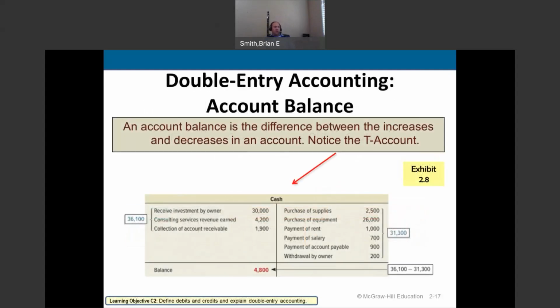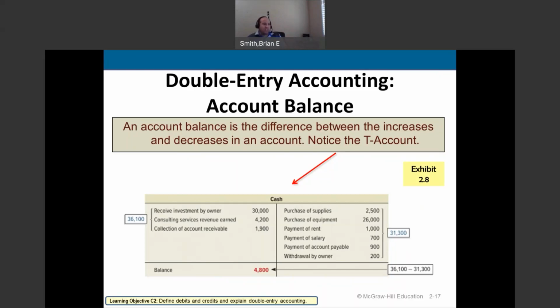All right, so here is our, I think this spans from chapter 1, because I remember that owner withdrawal of $200, which was hardly anything. But these were all of the cash transactions, all right? On the left-hand side on our cash, we see that we received the investment by the owner for $30,000. We see that we received $4,200 for revenue, and then we received $1,900 in a collection of our accounts receivable. So that equals $36,100, excuse me.